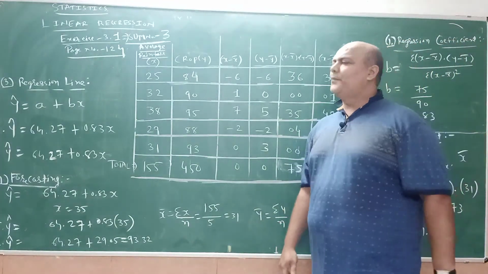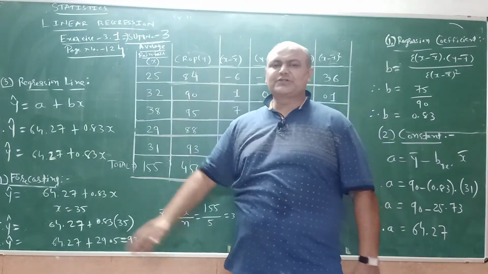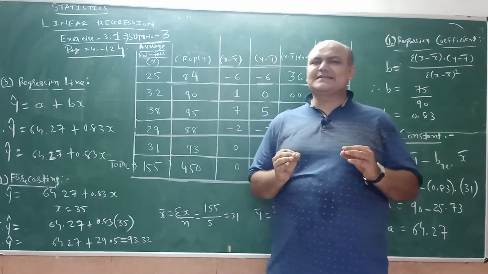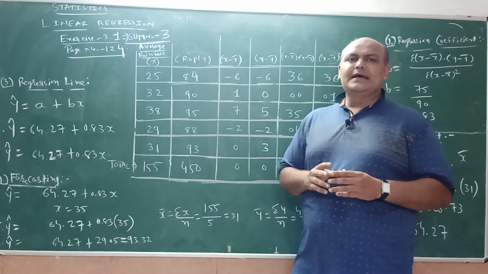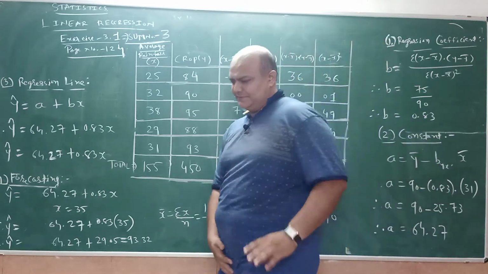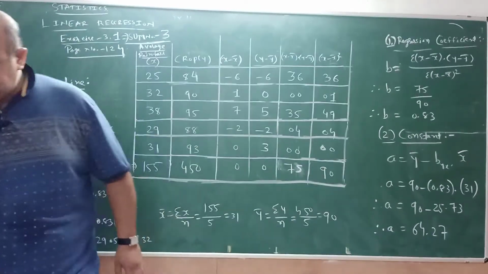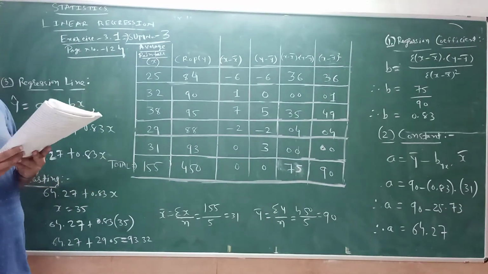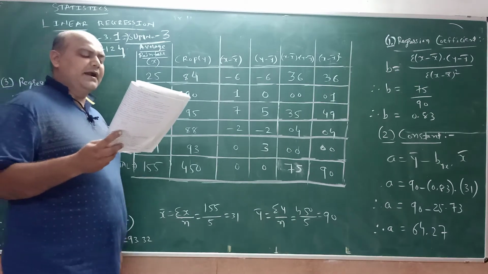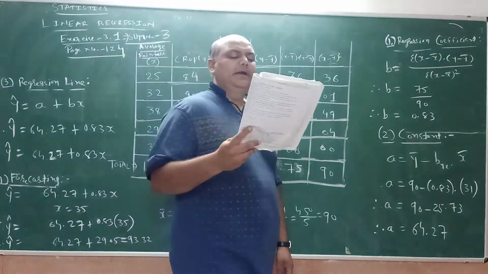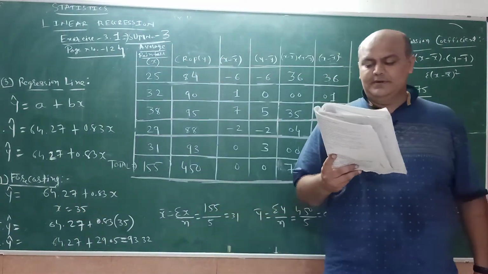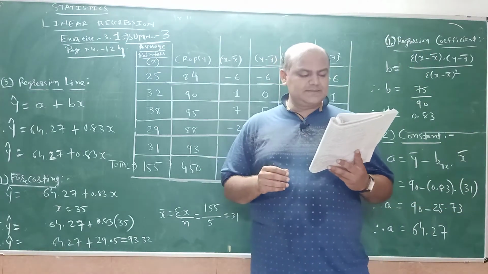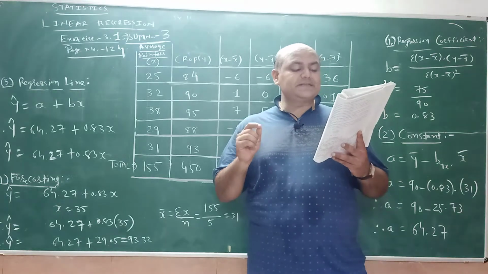Students, please open your textbook. Textbook page number 124, exercise 3.1 and sum number 3. Here the question is with me. The information for a year regarding the average rainfall in centimeter and total production of crop in tons of 5 districts is given below.